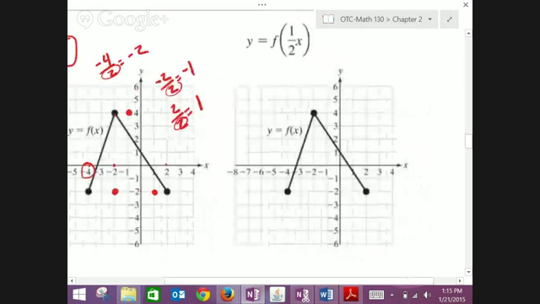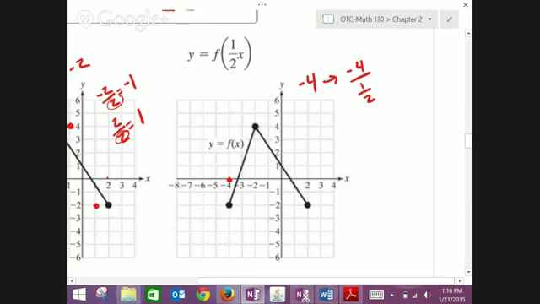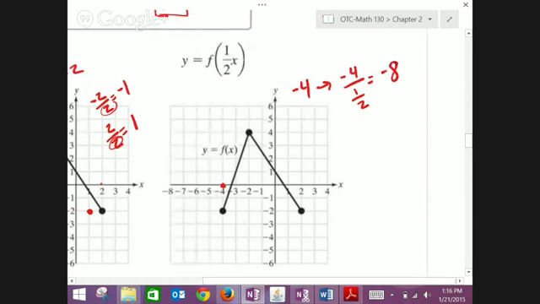Well, let's do the next one. Very similar. It's the same function, but instead of x, I'm replacing it with 1/2 x. So now my original x is minus 4, but I want to find what my new x is. I take minus 4 divided by 1/2. So that gives me minus 8. So my new x is minus 8, and the y at minus 4 is minus 2, so minus 8, comma minus 2, right?